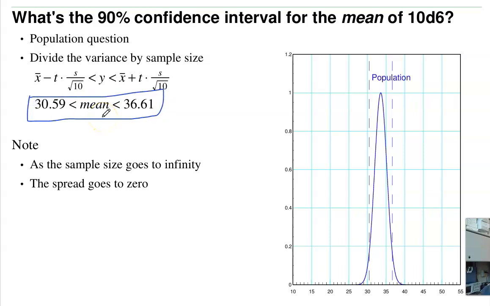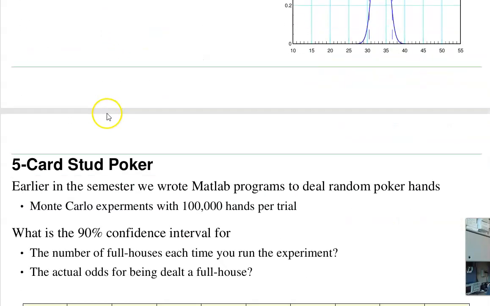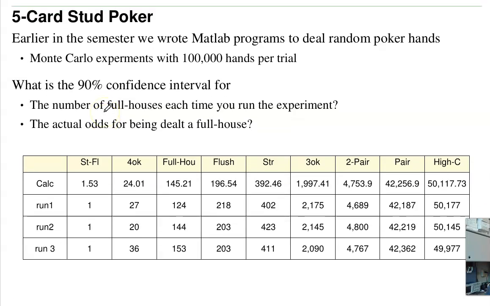Again, for 10 six-sided dice, the average is actually 35. Based on my data, I don't know what it is, but I'm 90% sure it's between 30.5 and 36.6. And not surprisingly, 35 is in that range. So it looks like these dice are fair. That's with dice.